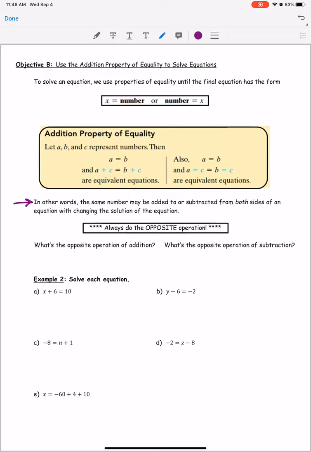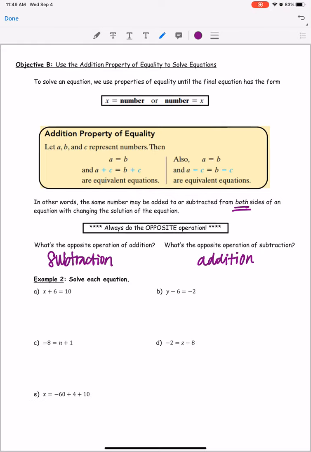And so it says, in other words, the same number may be added or subtracted from both sides of an equation without changing the solution of the equation. What we need to always do is the opposite operation. So what is the opposite operation to addition? That is subtraction. What is the opposite operation to subtraction? That is addition. So these two undo each other.